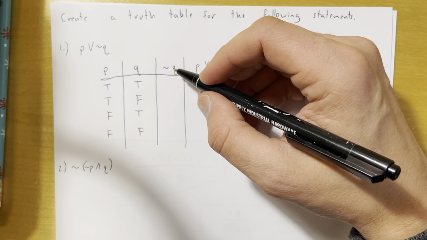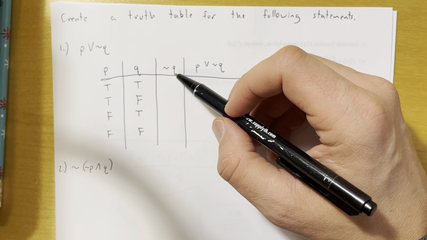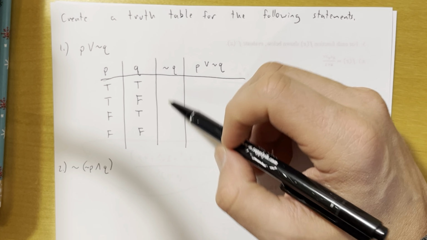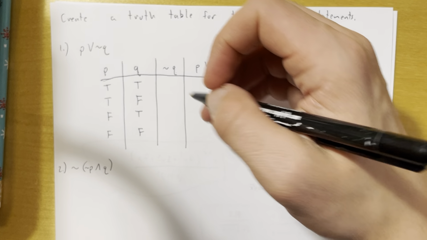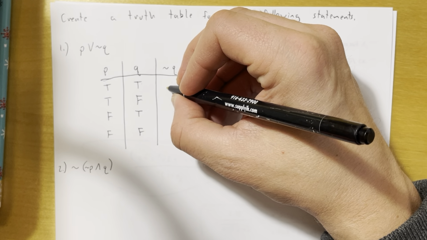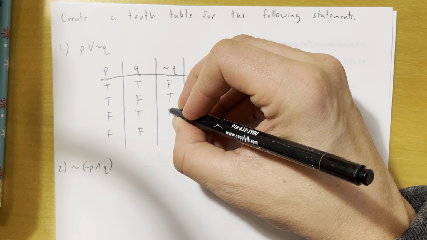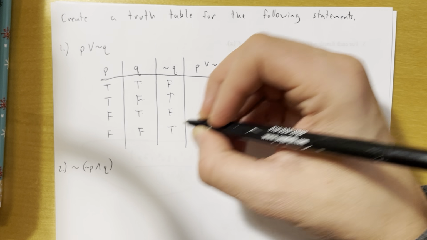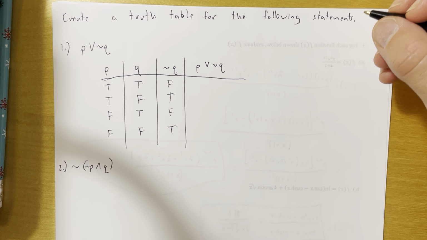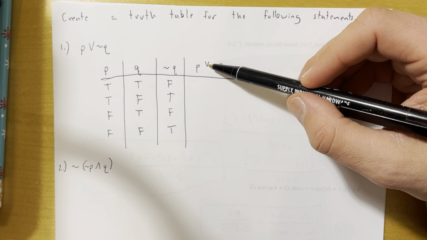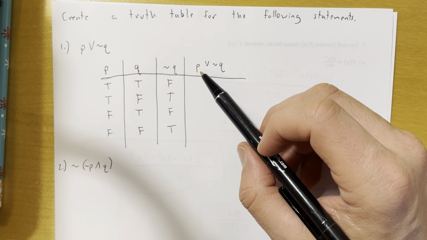Moving to the next column, not Q will be true anytime Q is false, and it will be false anytime Q is true. It will always have the opposite truth value of Q. So if this is true, then not Q is going to be false. If that's false, this will be true. If that's true, that'll be false, and that false implies that this is true. Okay. Finally, in this column here, we're dealing with a disjunction, and the component statements are P and not Q.